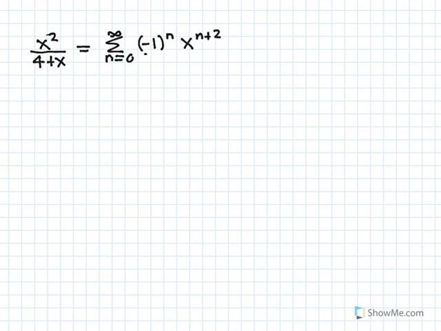So we have x squared divided by 4 plus x. This is equal to summation n equals 0 to infinity, minus 1 to the power of n times x to the power of n plus 2, divided by 4 to the power of n plus 1. This is the power series, and this is the sum of the power series. So this is the sum, and this is the power series.